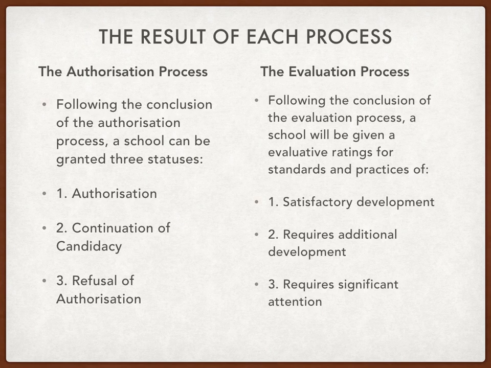The result of each process also differs. Following the conclusion of the authorisation process, a school can be granted one of three statuses. Authorisation means that the school is from there on recognised as an IB World School. Continuation of candidacy suggests that the school remains a candidate school until it can collect and demonstrate further evidence of its implementation of standards and practices. The refusal of authorisation means that the school has not been recognised and is no longer eligible to submit authorisation approval.